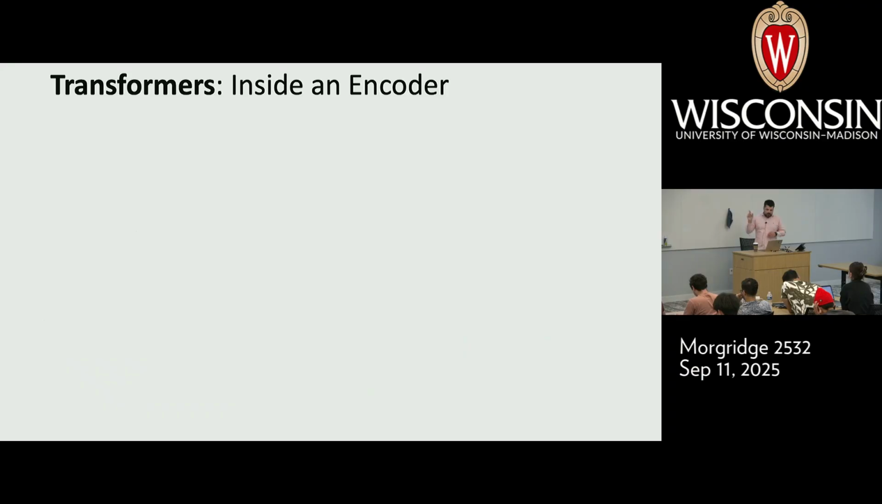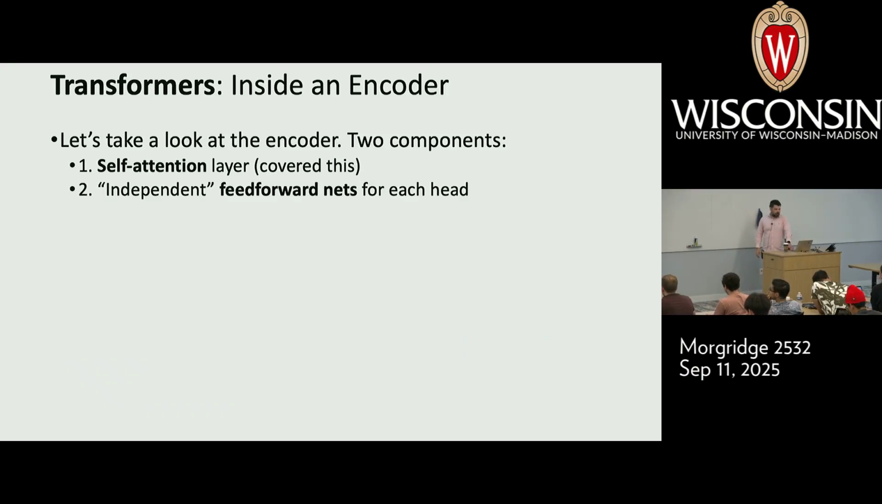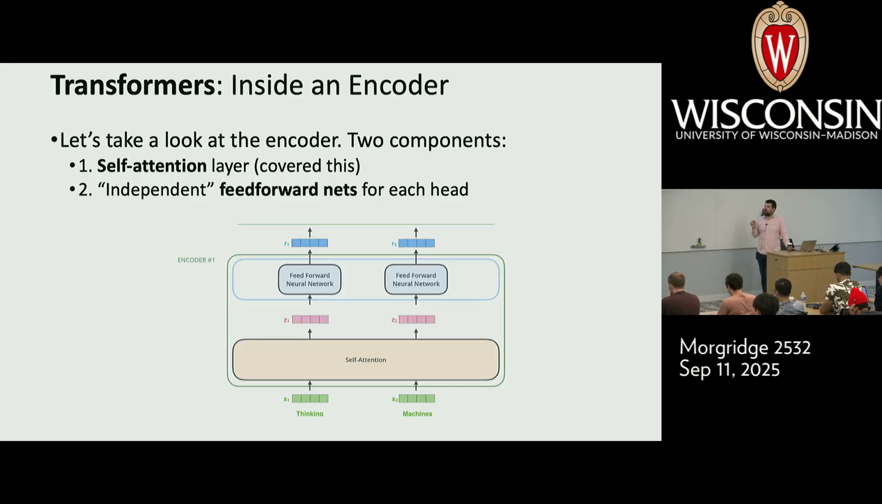All right, so we have 3 minutes left. Let's go ahead and dig into the encoder a little bit more. This is the stuff that we talked about. We have self-attention. We know what's going on there. And then we have these feed-forward neural nets. They don't apply to combinations of words. They apply to the vectors that came out from self-attention for each word.